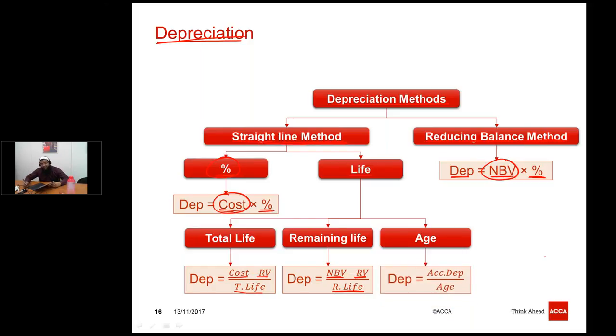And if the question has given you age, the age means the life already used. The age means the life that we have already used. So if the question gives you the age, then the accumulated depreciation divided by age will give you the depreciation. Yes, Bilal, net book value means the carrying value.